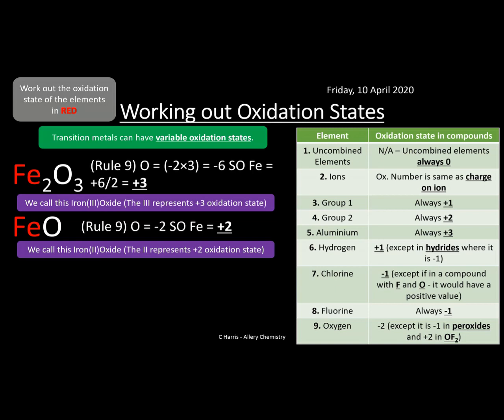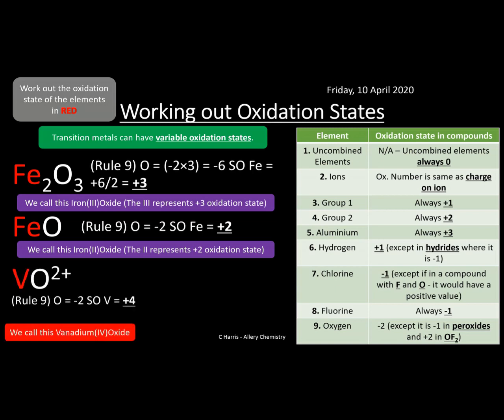And so this is why there's a slight difference. It depends on what it's bonded with, because both of them are called iron oxide. They've just got 2 different charges or 2 different oxidation states. And this is why transition metals don't have fixed charges, as you can see. But you can work them out. And here's another example here, which is VO2+. So again, looking at the rules, oxygen's -2. The overall thing is a +2 charge. So that must mean that the oxidation state of vanadium is +4, because we add all that up, it adds to +2. So we call this vanadium 4 oxide because vanadium's got a +4 charge.